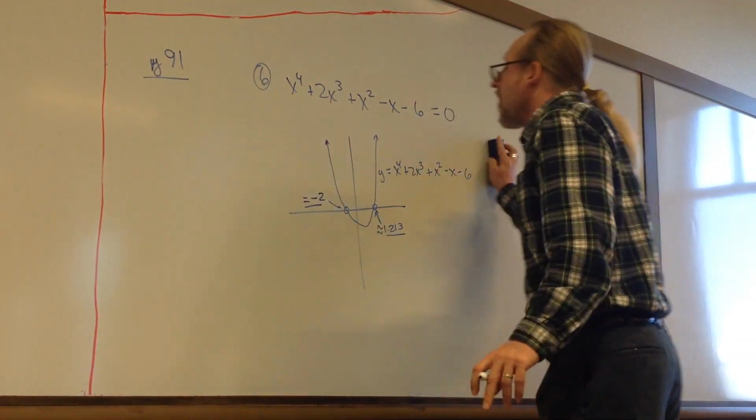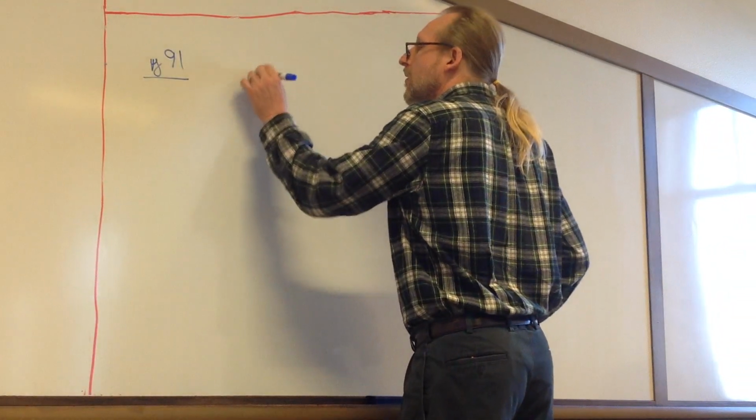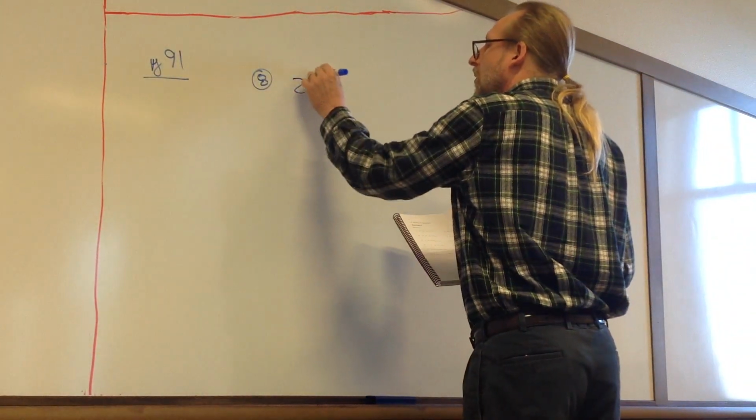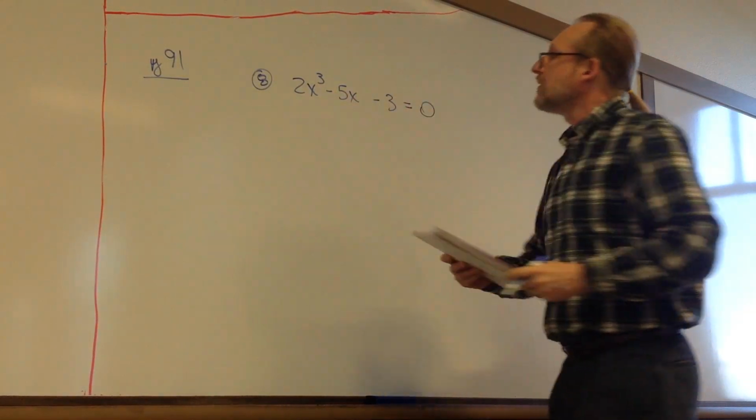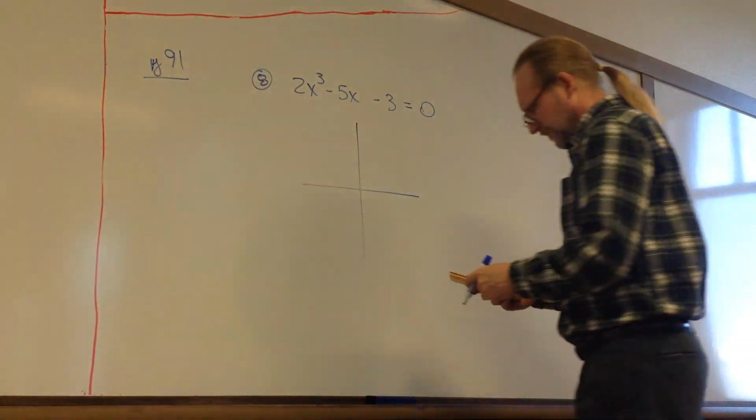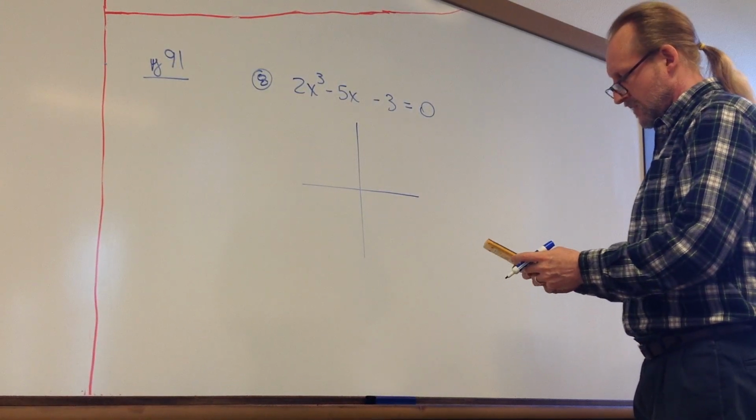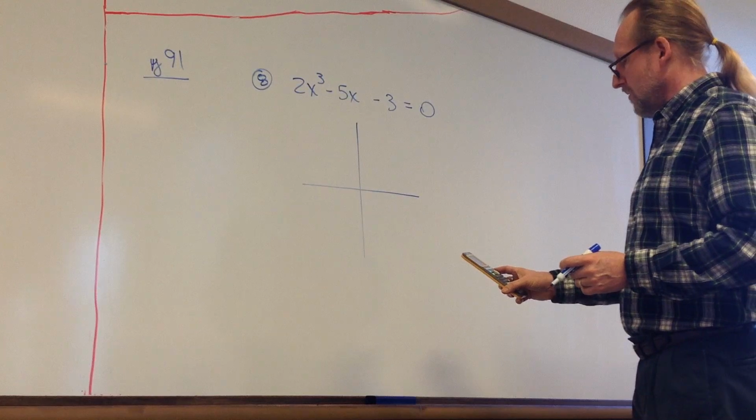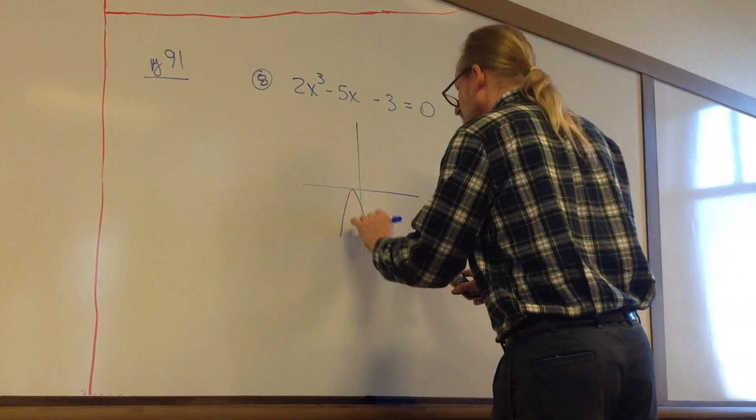Problem 8. So problem 8 is 2x cubed minus 5x minus 3 equals 0. So let's look at the graph for this one. Let's see, 2x cubed minus 5x minus 3. We'll look at it in the standard window. And what does it look like? It looks something like this.